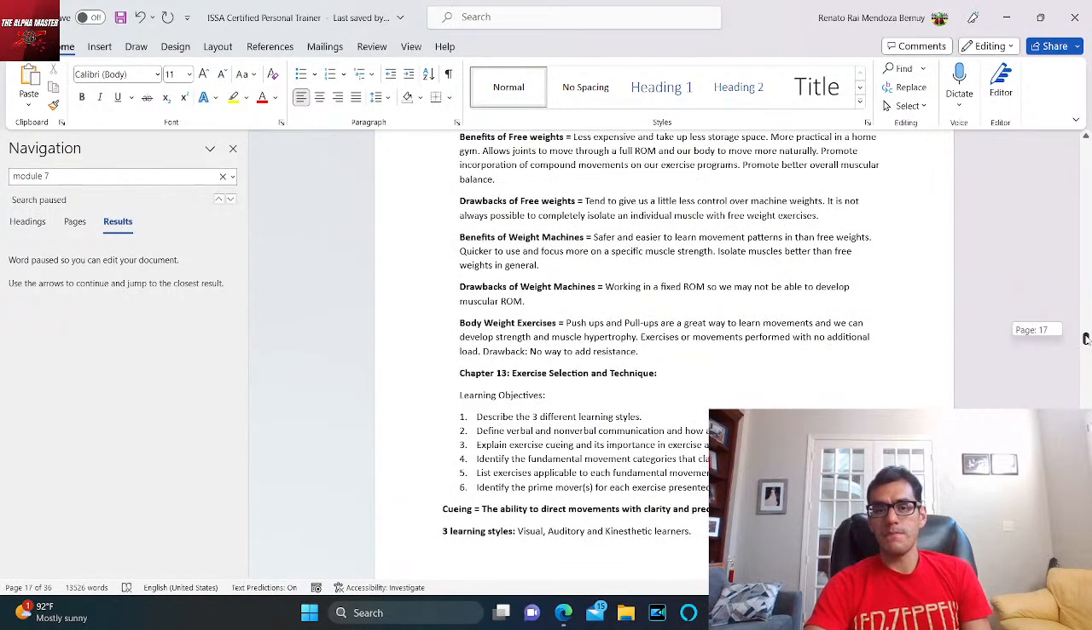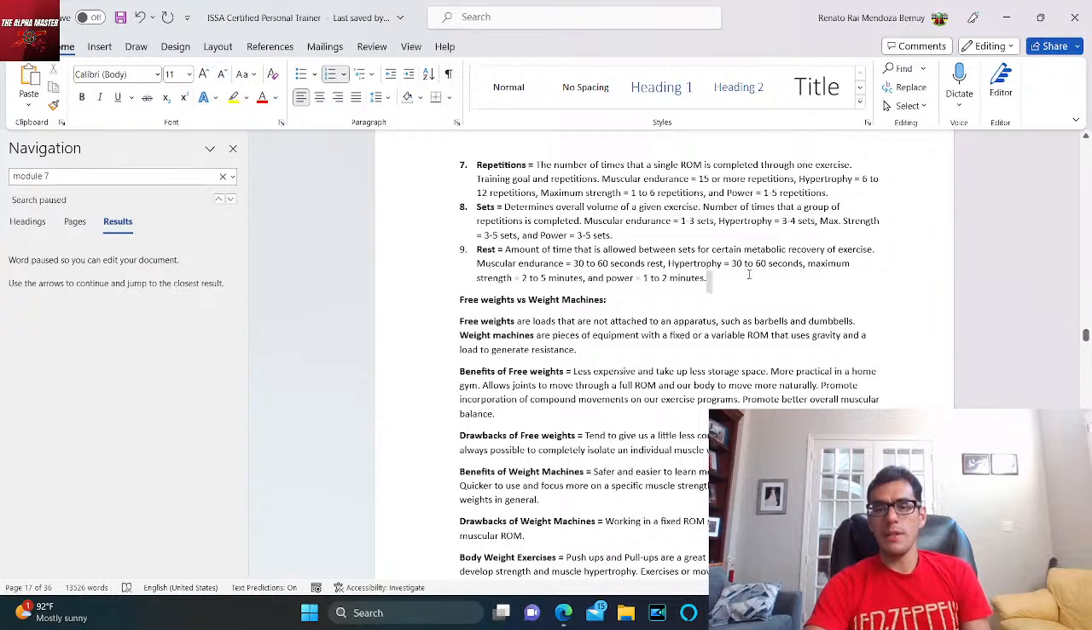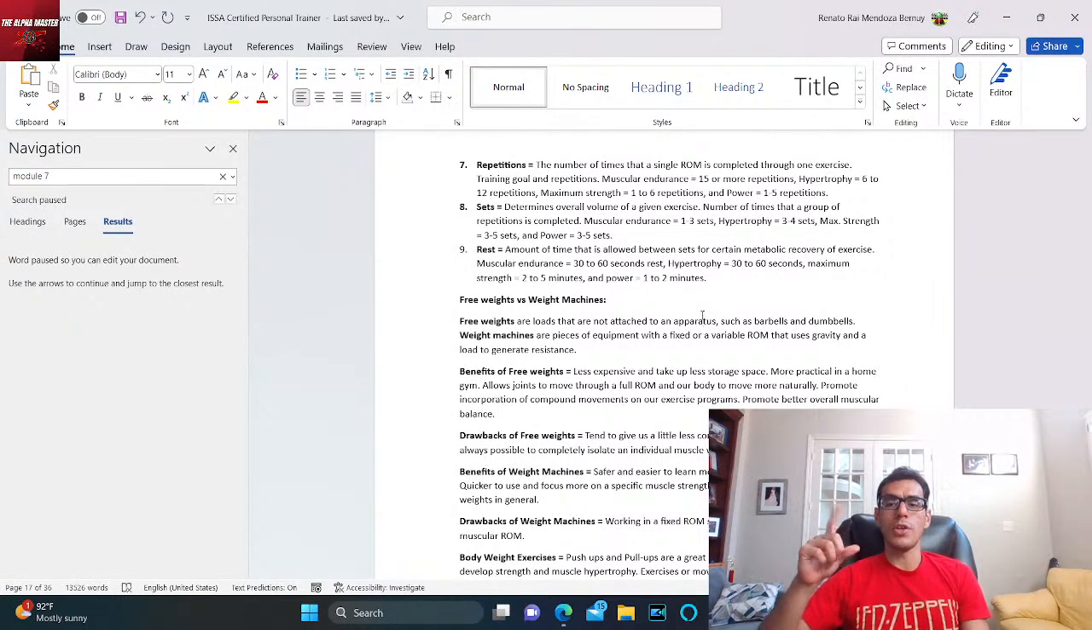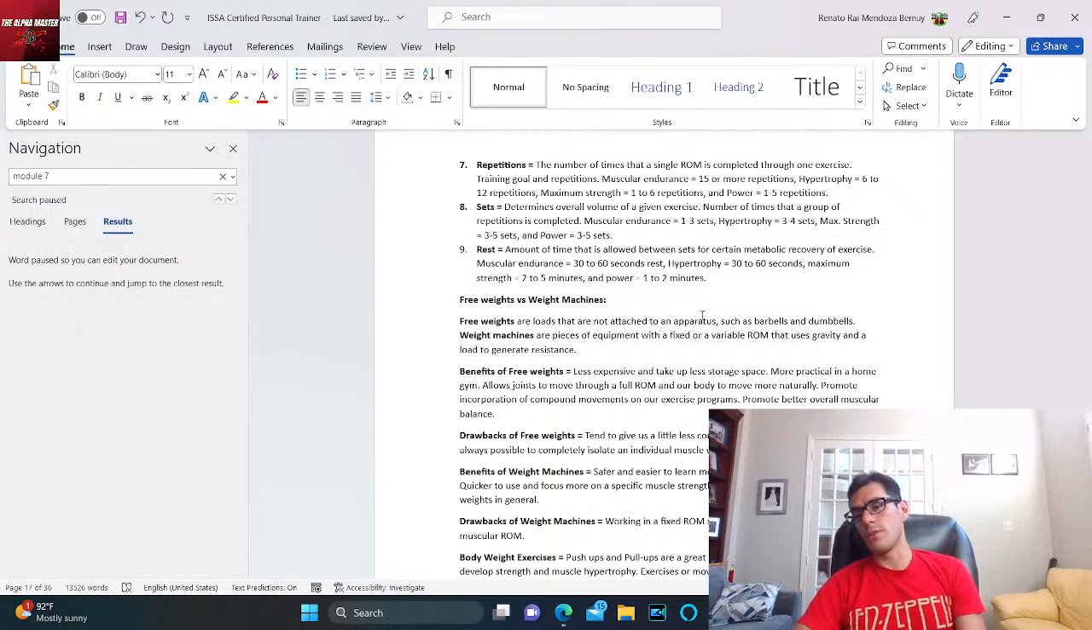So now you have the free weights versus weight machines. Free weights are loads that are not attached to an apparatus, such as barbells and dumbbells. Weight machines are pieces of equipment with a fixed or variable range of motion that use gravity and a load to generate resistance.